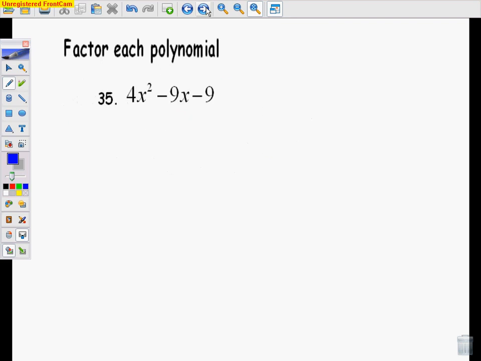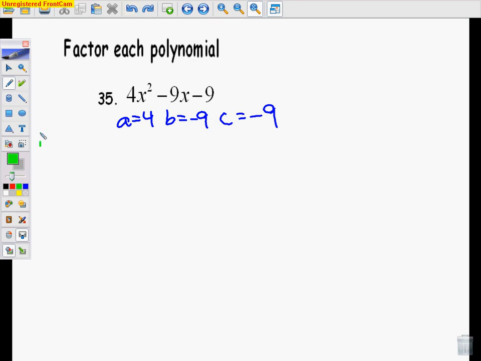In this problem, once again, look and see if there's a GCF that comes out of all 3 of those terms. And there isn't. So here A is 4, B is negative 9, and C is negative 9. Now, when A is not equal to 1, I taught you 2 methods to factor this. The first method I taught you was guess and check. However, most of you seem to like the AC method more.